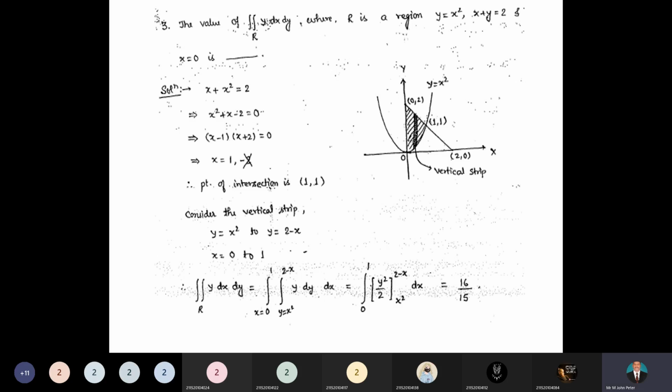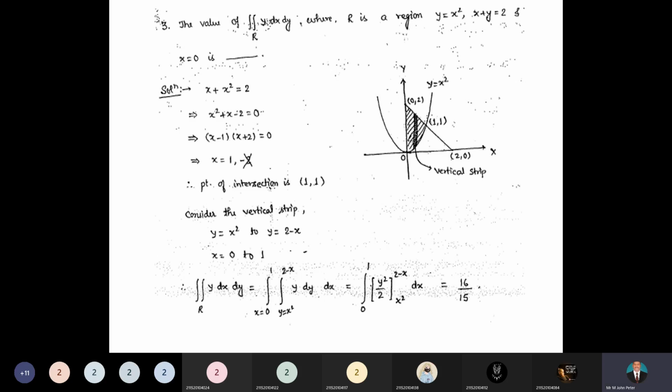So here the strip is parallel to the y-axis. That means the y limit is a function limit, and the x limit is a constant limit. In the leftmost limit, where it takes the least value, in the bounded region, that is already there as x equal to 0. That means on the y-axis, x value is 0. So x equal to 0 is the lower x limit.